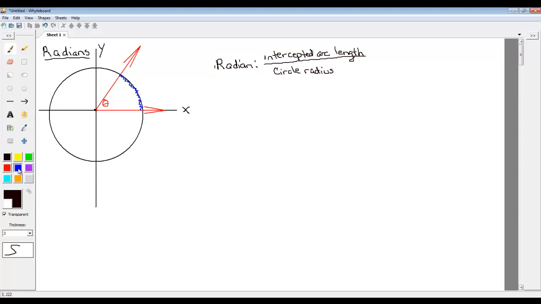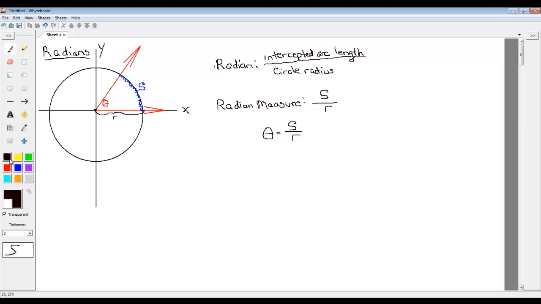Usually the intercepted arc length is denoted with the letter S, and usually the radius of the circle is denoted with the letter R. So when you're figuring out radian measure, a quick formula, since radian measure is the ratio of that intercepted arc length to the circle radius, we can say it's S over R. So theta equals S over R. So that's in a nutshell what radian measure is.